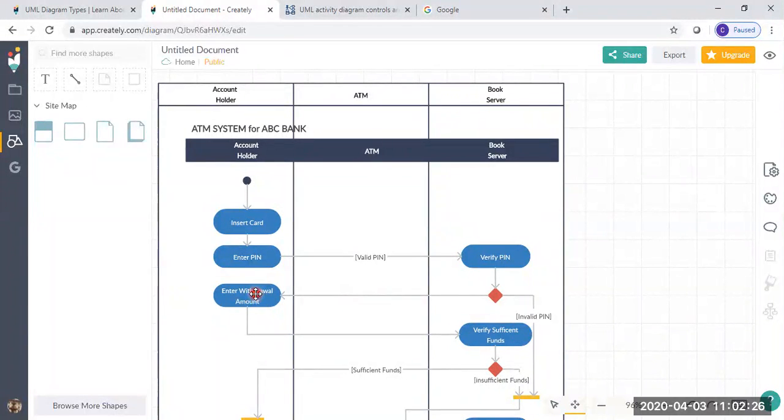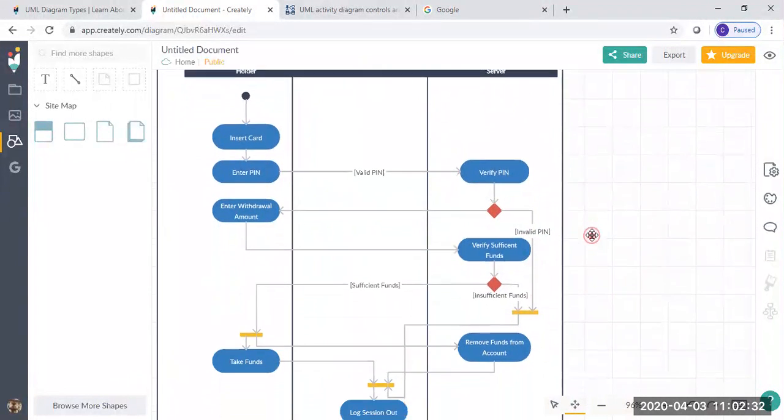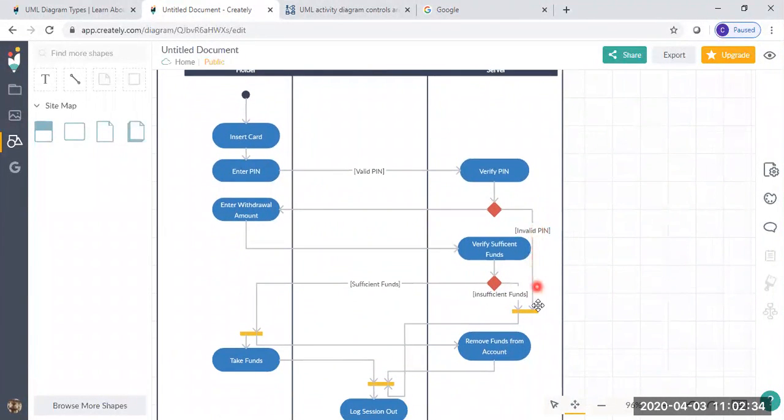So let us first take the path of invalid PIN. So if the PIN is found to be invalid, we reach a golden bar. Now, what is this golden bar? This golden bar is nothing but the merge bar. Fine. Over here, what happens?